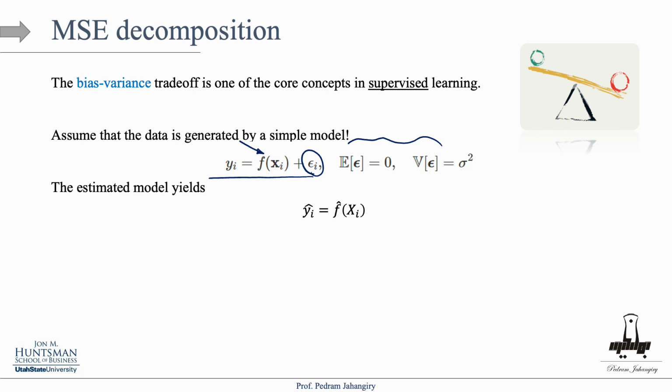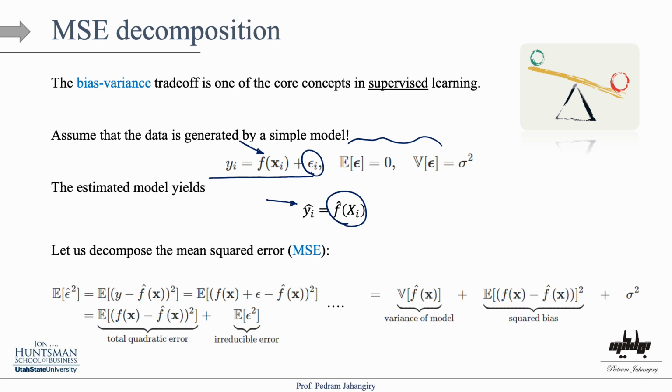The estimated model will be something like this. Our y hat, these are the predicted values, is equal to f hat of x. So this is what the model is going to learn, right? And then we can decompose the mean squared error by writing this equation. We are interested to see what is the expected value of epsilon hat squared. So this is our mean squared error, right? By definition, it is simply the expected value of y minus y hat, or f hat of x, to the power of 2.